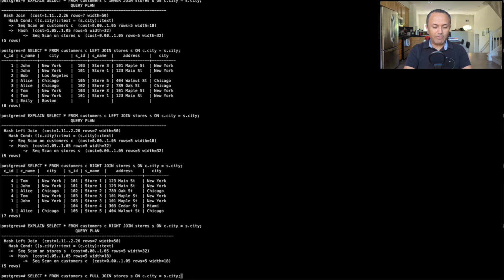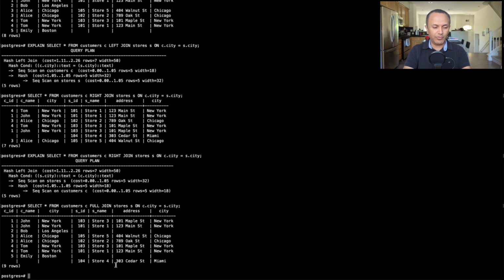So full outer join means that on both sides, we need to see all the rows. The ones that are matching will be matching. The ones that do not have a match on either side will be padded with nulls. So this is what the result looks like.